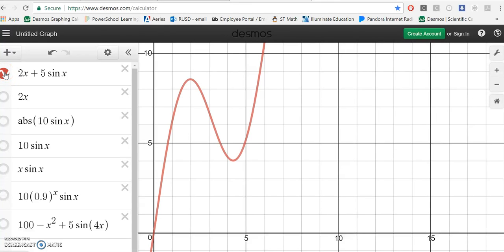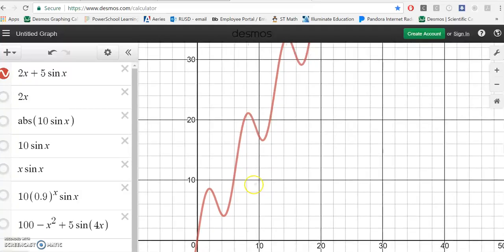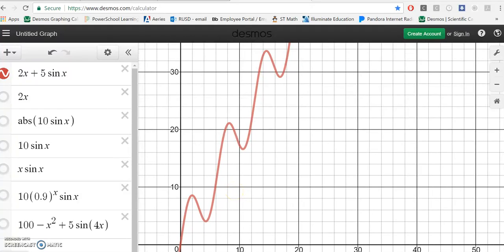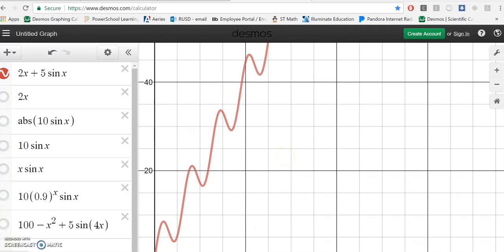It's hard to see in this window. That's the other thing it talks about, that some features obscure others. So let's zoom in and out. Let's see what we got here. And it does seem to wave and go up.